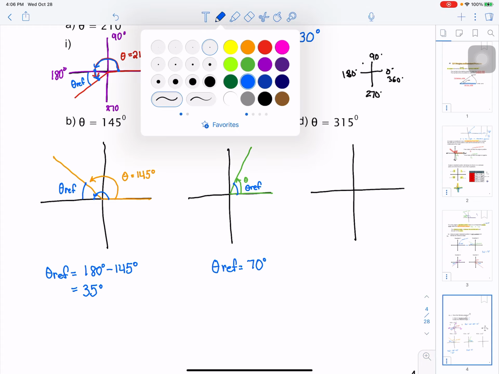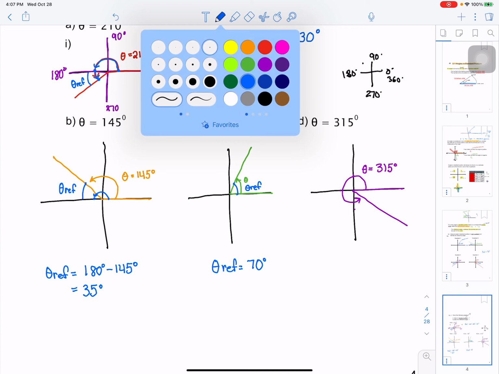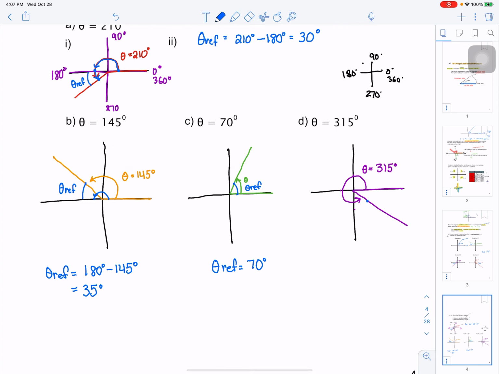Finally, let's look at the last example. 315, so there's 0, 90, 180, 270. Somewhere in here will be 315. I don't care where, as long as I know it's in quadrant 4. My rotational angle is 315 degrees. My reference angle is from the terminal arm to the x-axis.